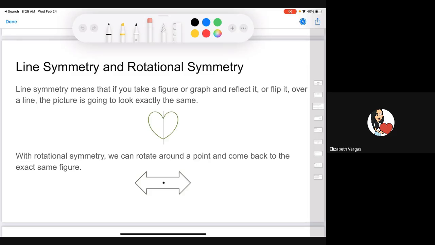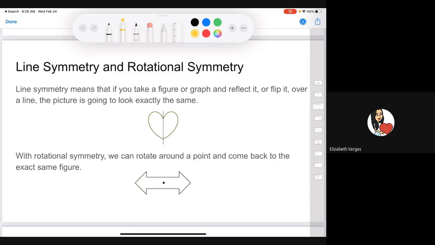We also have what is known as rotational symmetry. And rotational symmetry is when we can rotate something about a point and make it come back to its exact same figure. So this is the type of symmetry that we aren't so familiar with. And so I want to go ahead and show you what it actually looks like in case you aren't 100% sure. So let me share that.